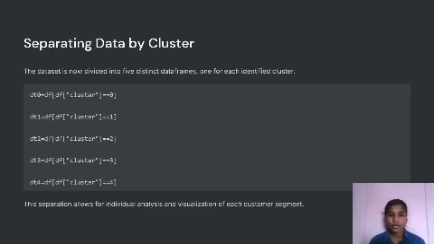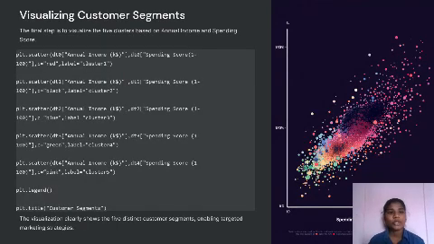dt0 = df[df['cluster'] == 0], dt1 = df[df['cluster'] == 1], dt2 = df[df['cluster'] == 2], dt3 = df[df['cluster'] == 3], dt4 = df[df['cluster'] == 4]. This separation allows individual analysis and visualization of each customer segment.